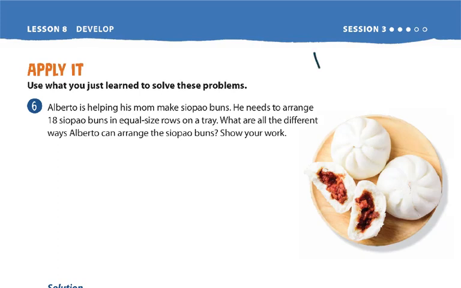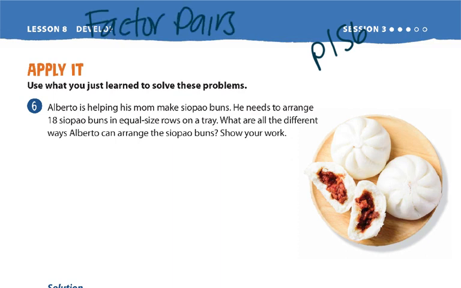Okay, we're still on page 156, and we're doing factor pairs. Let's read. Alberto is helping his mom make sea pie buns. He needs to arrange 18 buns in equal sizes in rows on a tray. What are all the different ways Alberto can arrange the buns? Show your work. Okay, so he only has 18.